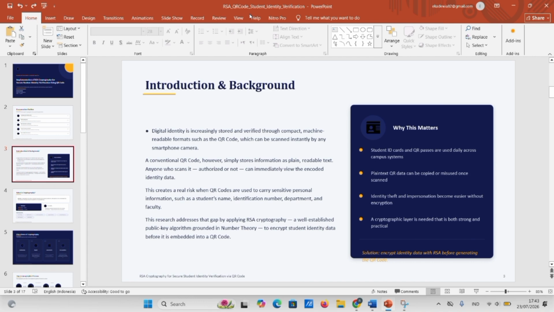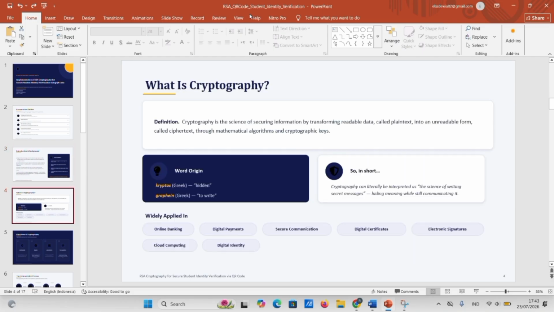This research addresses that gap by applying RSA cryptography, a well-established public key algorithm grounded in number theory, to encrypt student identity data before it is embedded into a QR code. Before discussing RSA, let's first understand cryptography.